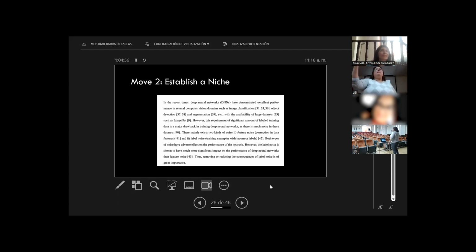All right. Now, did anybody else say, wait a second, doctor, I think there's a move 2 elsewhere in the paragraph? Oh, this one is a tricky writer. It's got two of them in here, right? There's another one. Because it first tells us there's two kinds of noise. It says, however, the label noise is shown to have much more significant impact on the performance of these deep neural networks than feature noise. Right. So it is signaling a difference in the two different types of noise. That last sentence also has a move 2 in it. Thus, removing or reducing the consequences of label noise is of great importance. It's signaling to us why we need to keep doing that research. All right. Making sense so far?